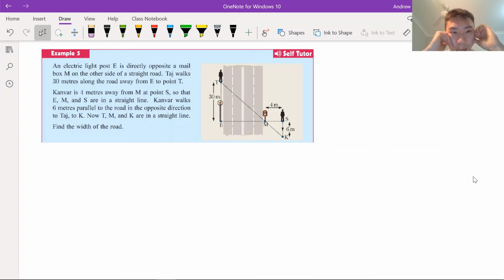And then Canva is 4 meters away from the mailbox at point S. So EMS is a straight line, okay. He walks 6 meters parallel to the road in the opposite direction to Taj. Now T, M, and K are in a straight line. Alright. Find the width of the road. So basically we want EM. A lot of information here. First time I've looked at this one, so let's see how we go, hey?